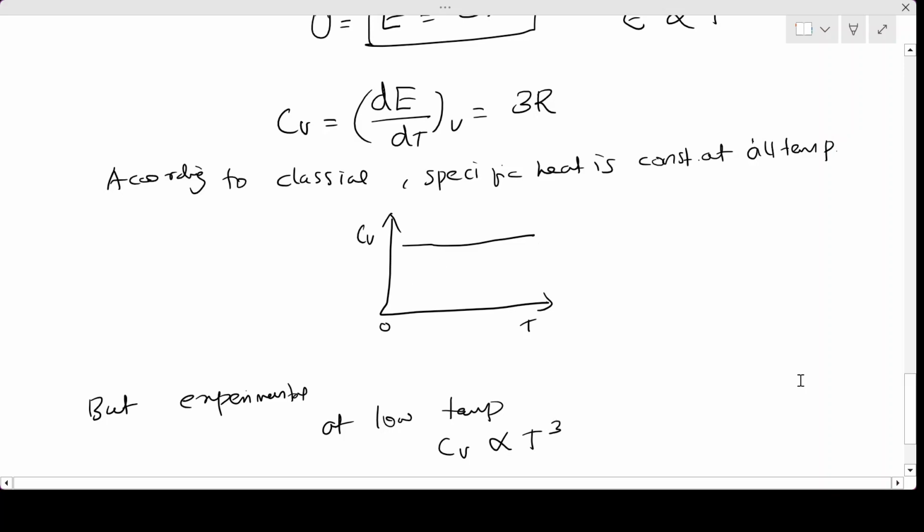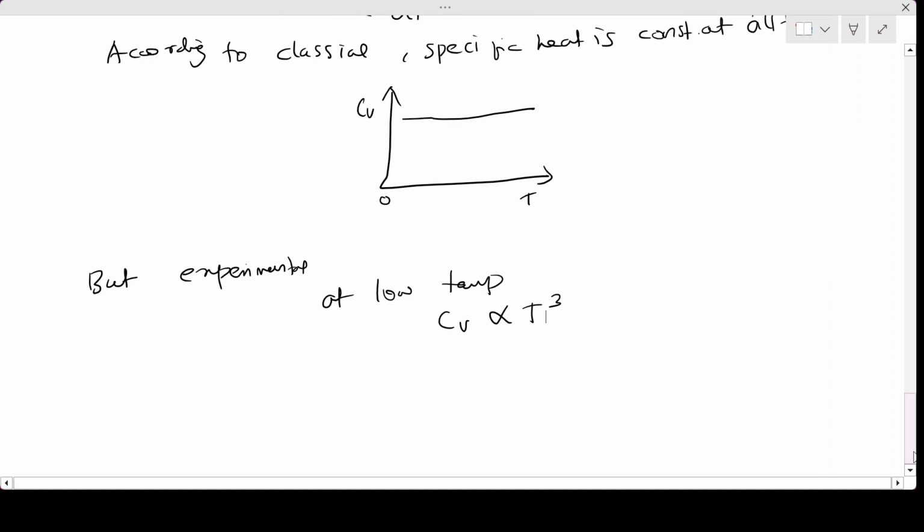According to classical theory, the specific heat is constant at all temperatures, but experimentally one finds that the specific heat capacity is proportional to T cubed at low temperature. So this experimental evidence fails to be explained by the classical theory. Classical theory cannot explain why there is a T cube dependence of specific heat at low temperature.